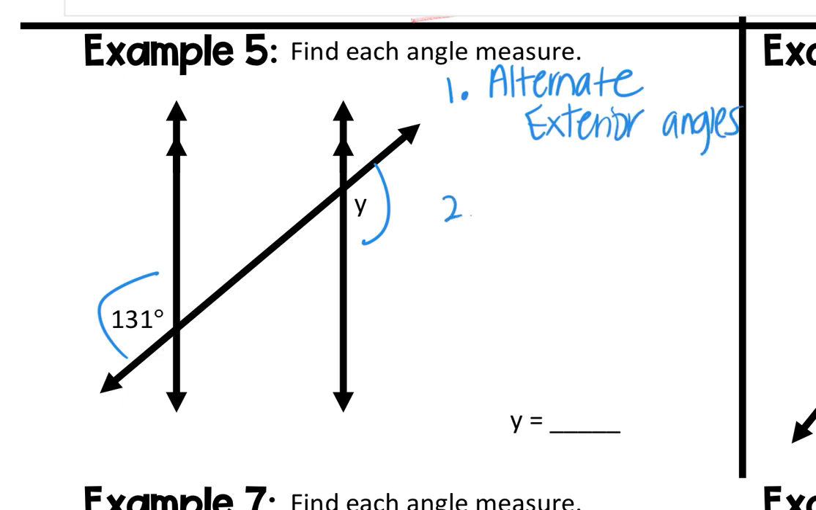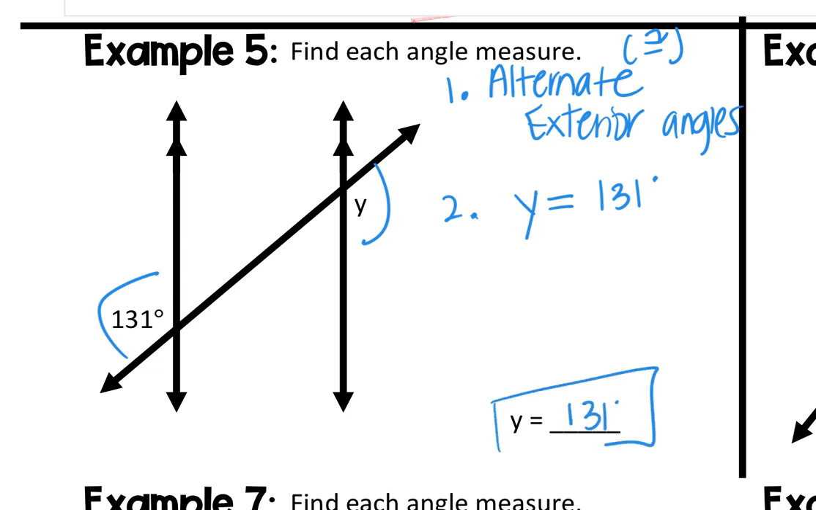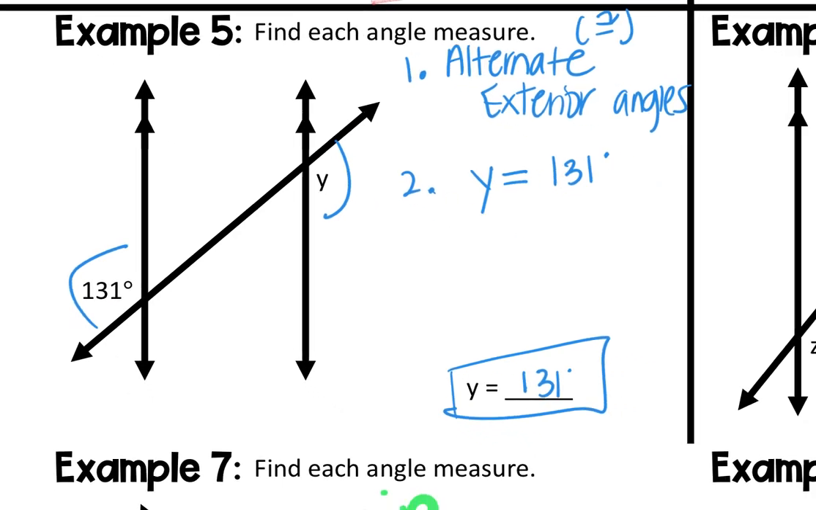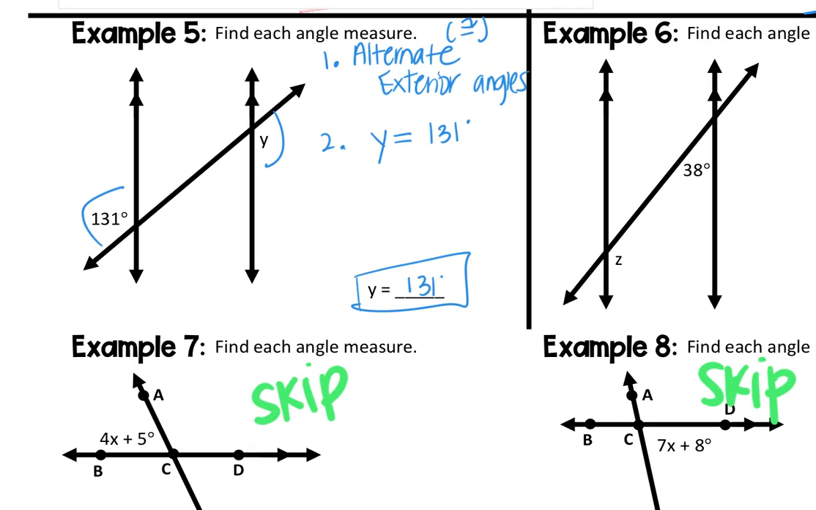Okay, and my second step should be to solve, right? So if they're alternate exterior angles, remember, they are congruent. They are equal to each other. I know one of the angles is 131. The other one is y. I can say that y equals the same thing, 131 degrees. So this one was more of a common sense of what am I looking at. I know that one of the pair of angles was given, so then I know the other one. Okay, so that's example 5.